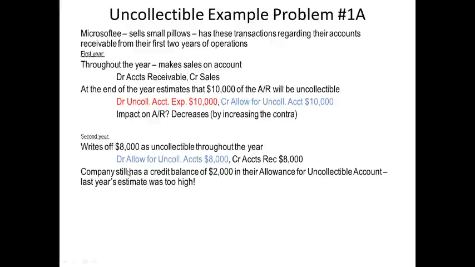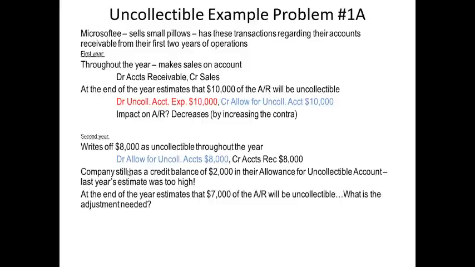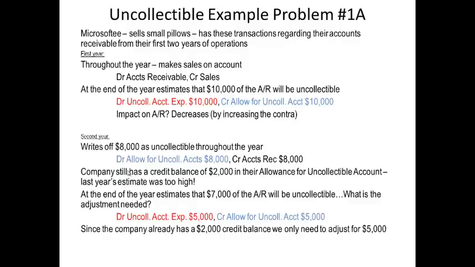That tells us last year's estimate was too high. We got to think, well, how does that impact the rest of the financial statements? At the end of the year, though, we figure that for the next year's worth of sales, that $7,000 will be uncollectible. So what's the adjustment we need? Remember, we already have a $2,000 balance in the uncollectible account. So now what we're going to do is we're going to debit our uncollectible accounts expense for $5,000 and then credit the allowance for uncollectible accounts for $5,000. Since the company already had the $2,000 balance, we only need to adjust for the $5,000 difference.